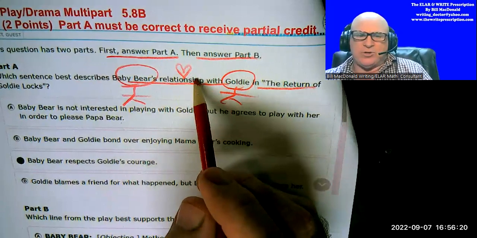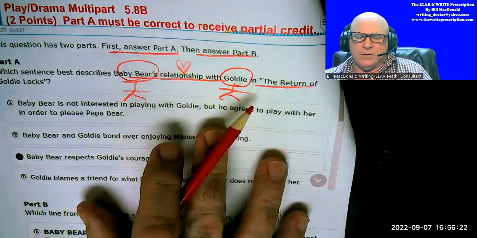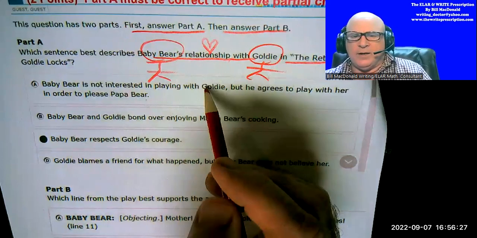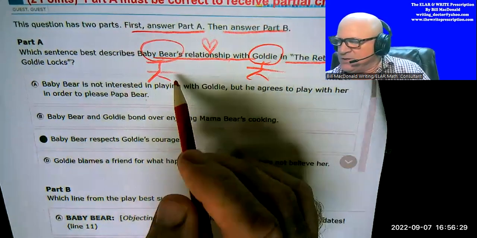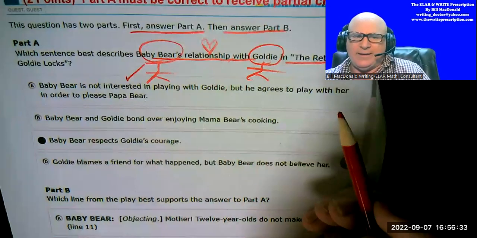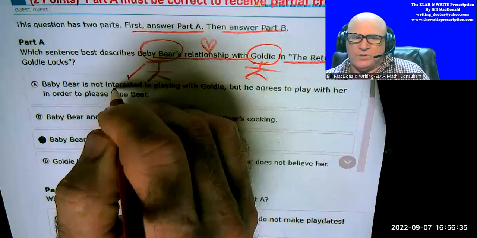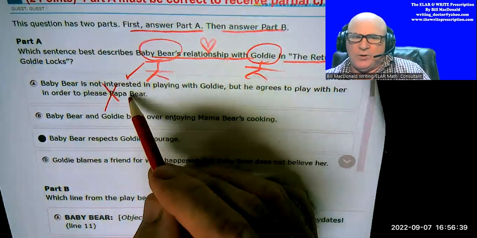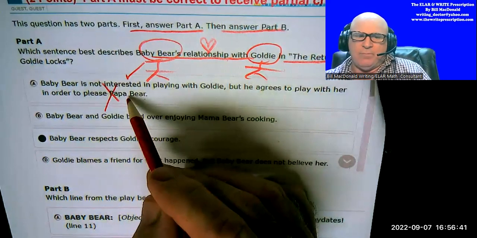Okay, so let's see which one is true. Baby Bear is not interested in playing with Goldie. That is true. But he agrees to play with her in order to please his Papa Bear. Papa Bear didn't like Goldie either. When you read the poem, you'll see that. So both parts have to be true in order for you to pick that answer.